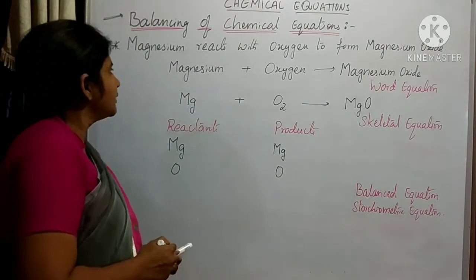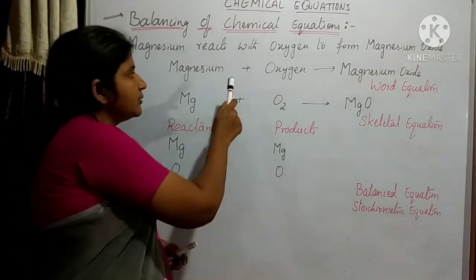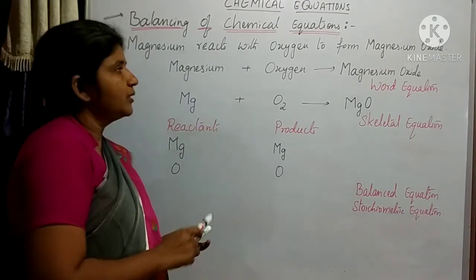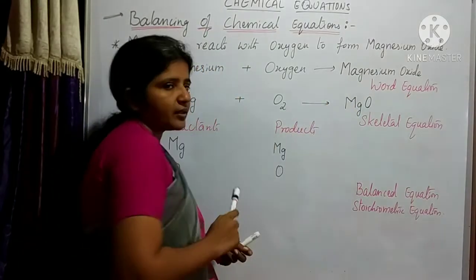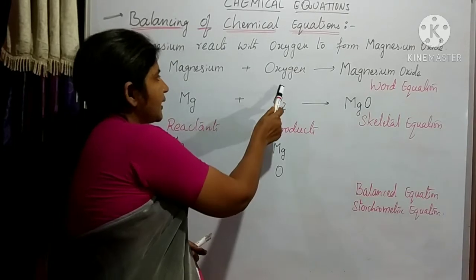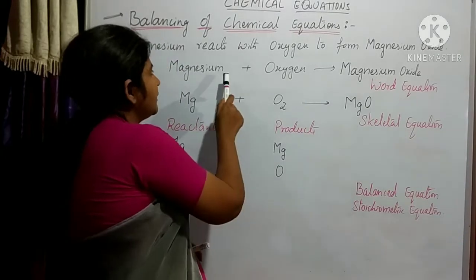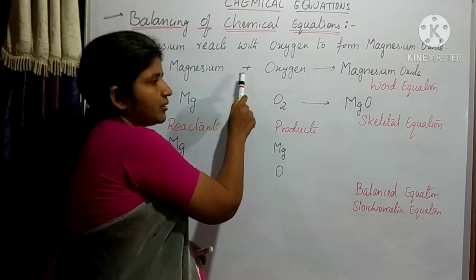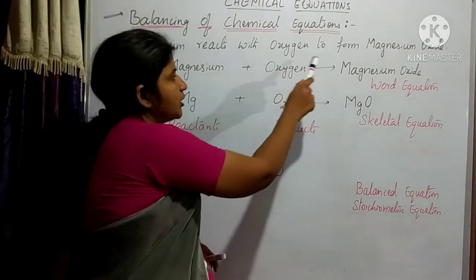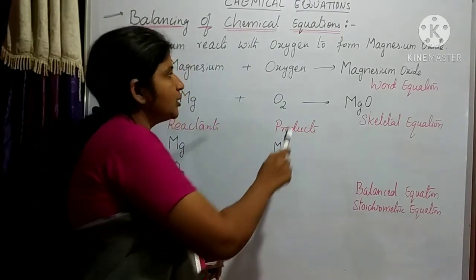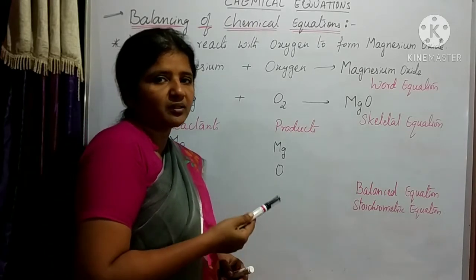Now how will it be? Here magnesium and oxygen both are reactants, so they are written on the left side. Next, magnesium oxide is the product, so the product is written on the right side. Always reactants are on the left side, products are on the right side. Here the reactants are two, so we give a plus sign between them. Magnesium and oxygen are converting to products, so an arrow mark should be given towards the products. So this is the expression of a chemical equation.